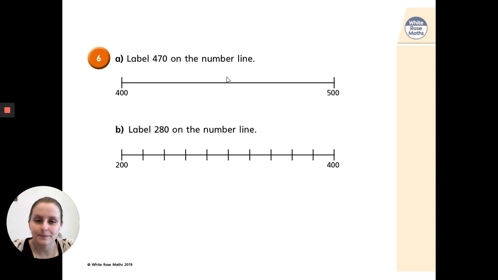Now, it's not going to be exact because obviously it's a little bit trickier. We don't have those increments on there, so you might struggle, but again, have a good go. As long as you're roughly in the right area, you've had a good go.